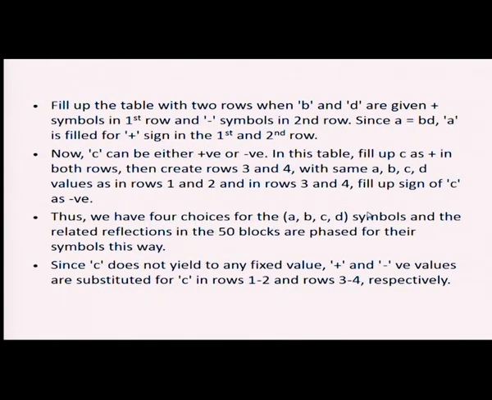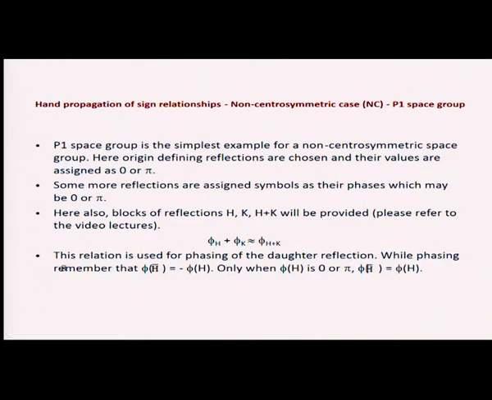Now, whatever table I have given, I am explaining clearly here. When B and D are given plus, and if they are given the same value minus, since A equals BD, A is filled with a plus sign. So, we get rows. C can be either positive or negative. So, we can put C as plus, we get 2 rows, C as minus, we get 2 rows, that is all. So, this is the explanation of the table.